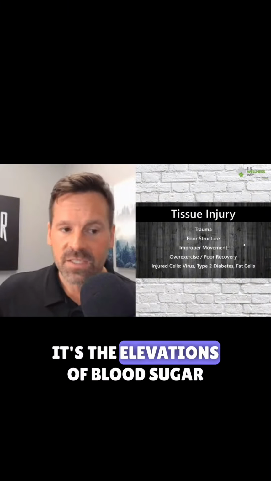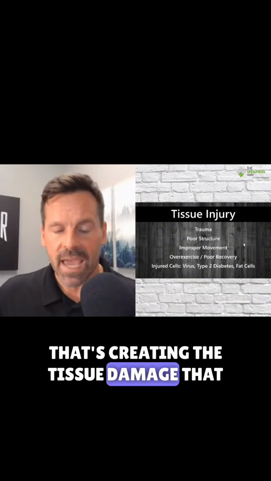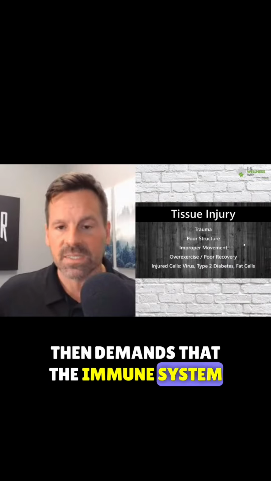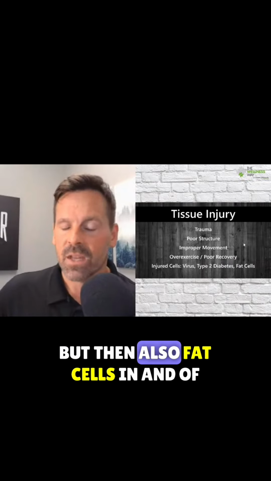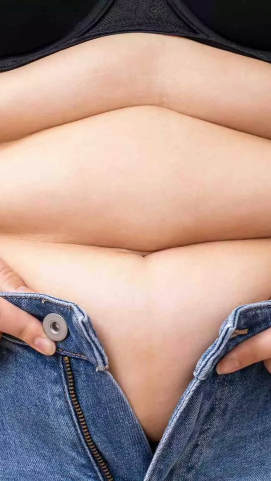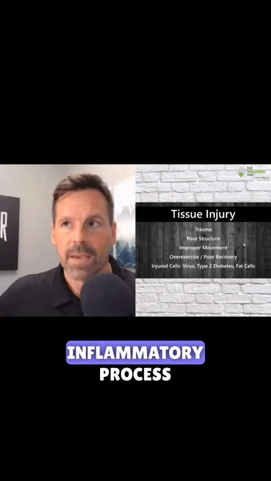It's the elevations of blood sugar that's creating the tissue damage that then demands that the immune system has to respond to it. But then also fat cells in and of themselves will create an inflammatory process.